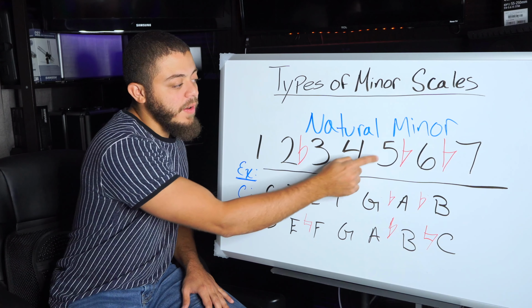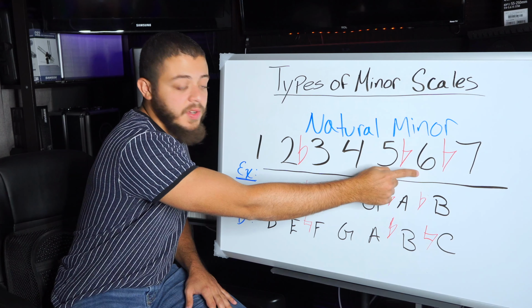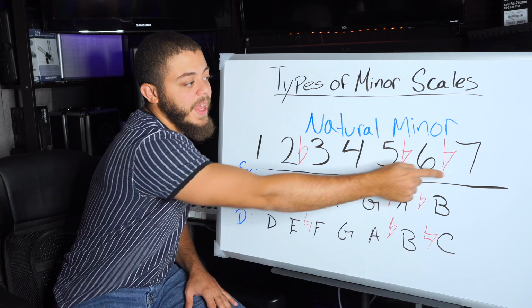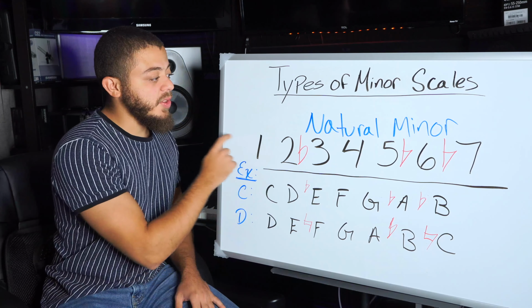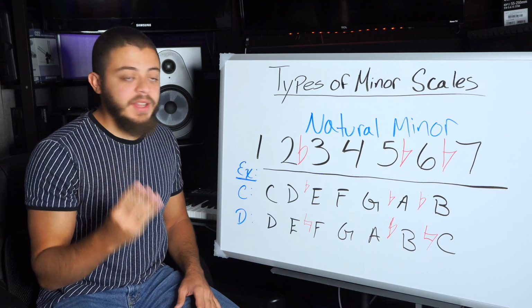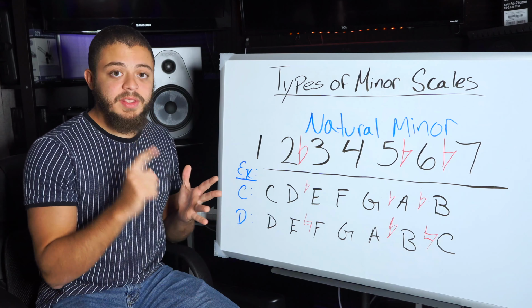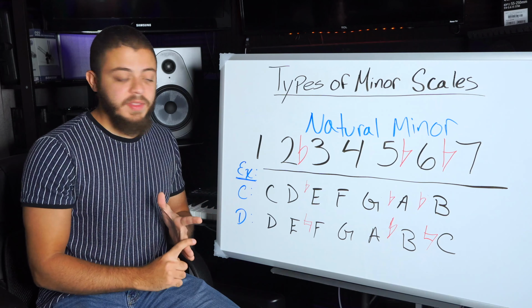Then it's going to be 4, 5, then 6 is also altered, so we put another flat. And then 7 is altered as well, and we're going to put another flat on that. So the natural minor scale has 3 flats included: the third scale degree, the 6th scale degree, and then the 7th scale degree.